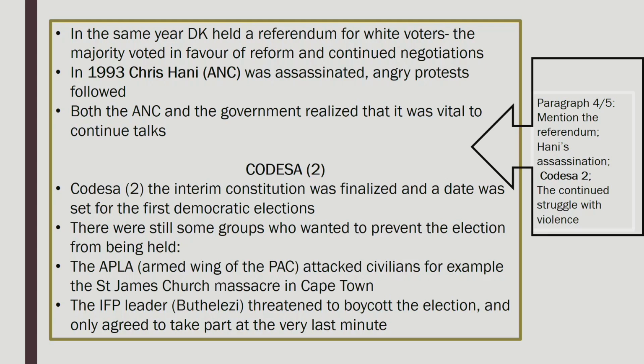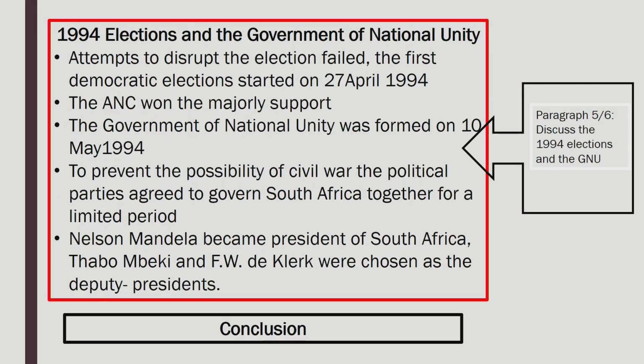There are still some groups who wanted to prevent the election from being held, though. You had the APLA, the armed wing of the PAC, that attacked civilians. For example, we think about the St. James Church massacre in Cape Town, also in 1993. You also had the IFP leader, Buthelezi, who threatened to boycott the election. But then at the very last minute, he decides that his party will move forward with the process in South Africa and will be part of the 1994 elections.